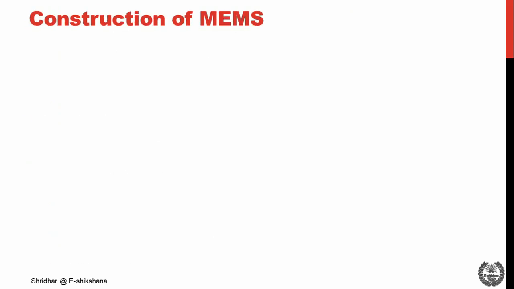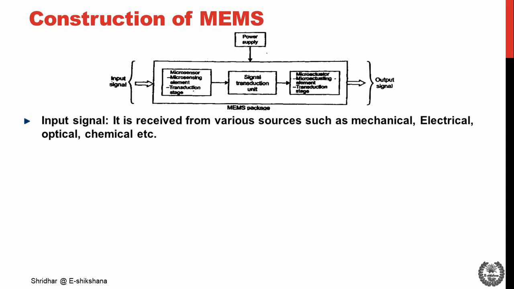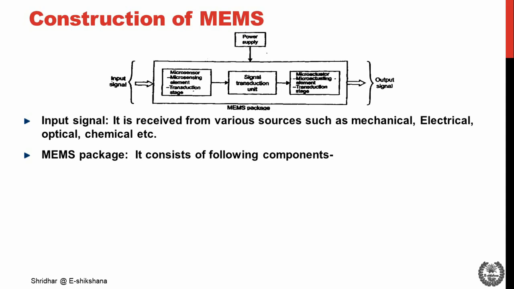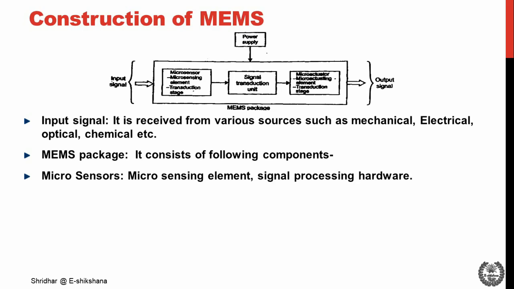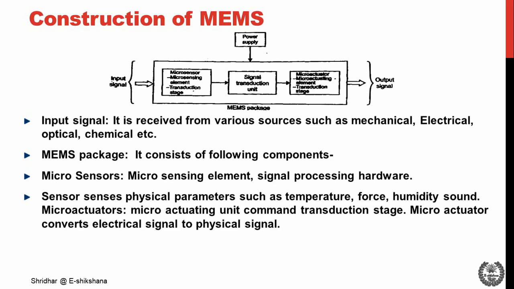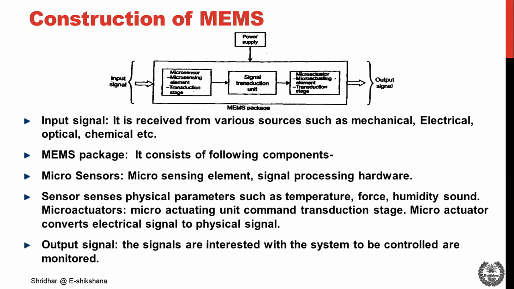The construction of MEMS. The diagram shows a general representation of MEMS consisting of input signals. These signals are received from various sources such as mechanical, electrical, optical, chemical, etc. The MEMS package consists of the following elements: microsensor, sensing element, sensing processing hardware, etc. The sensor senses physical parameters such as temperature, force, humidity, sound. Then the micro actuating unit commands the transduction stage, where the micro actuator converts an electrical signal to a physical output signal. These are the signals interfaced with the system to be controlled or monitored.